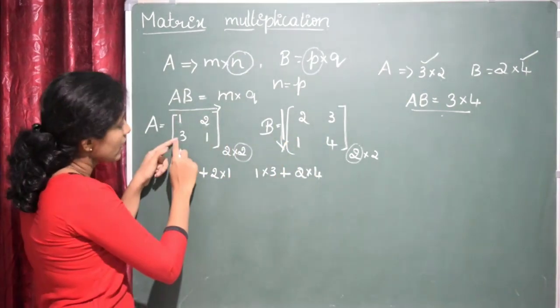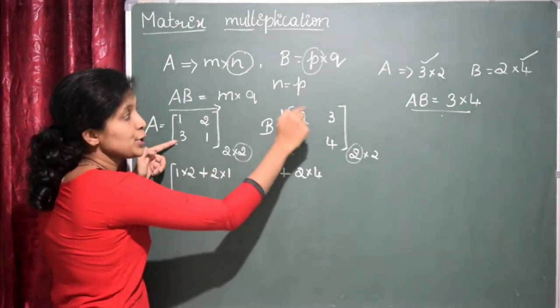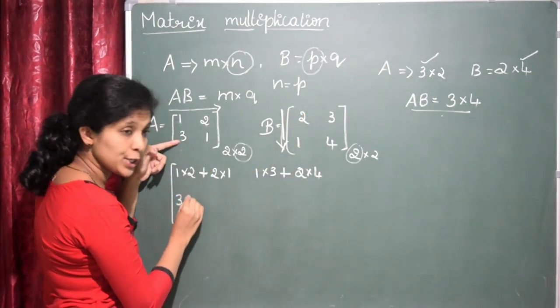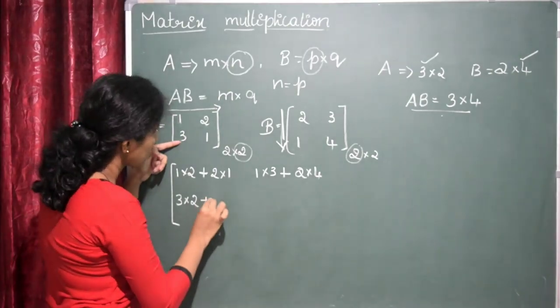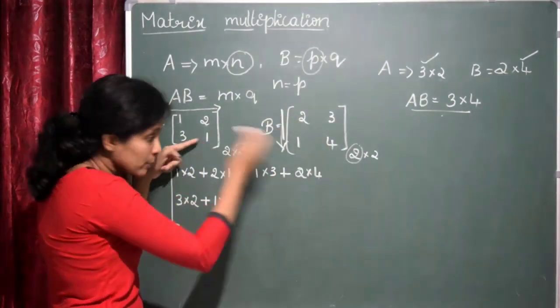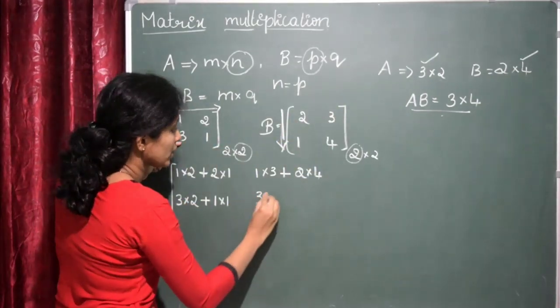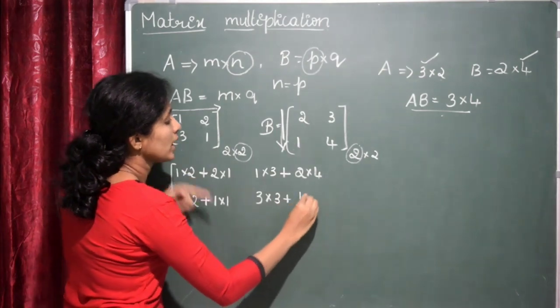Now we will come here. That is second row, first column. That is 3 into 2, plus 1 into 1. Listen. The next element will be second row, second column. That is 3 into 3 plus 1 into 4.